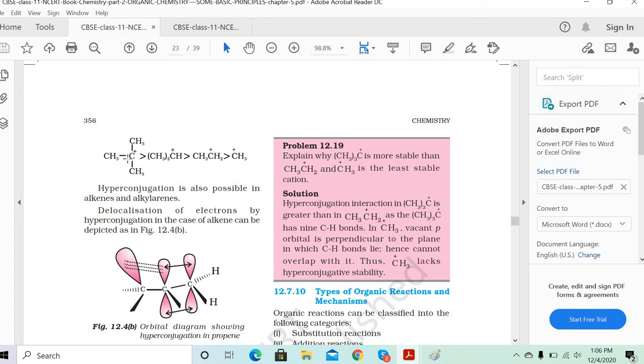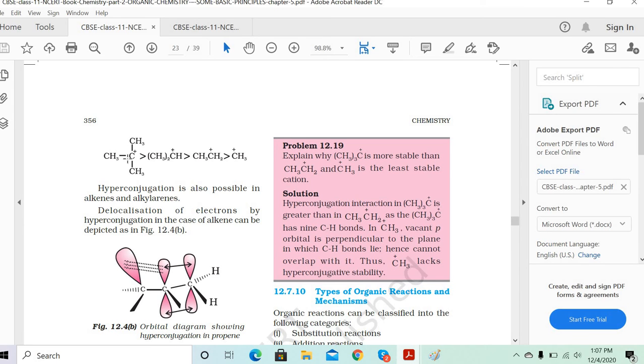In the second case, you have only two methyl groups to support. That will be less stable than the tertiary one. Similarly, primary has only one methyl group, so it will be less stable. The most unstable is the CH3, because it doesn't have any alkyl group to provide the electrons to it. Understood?